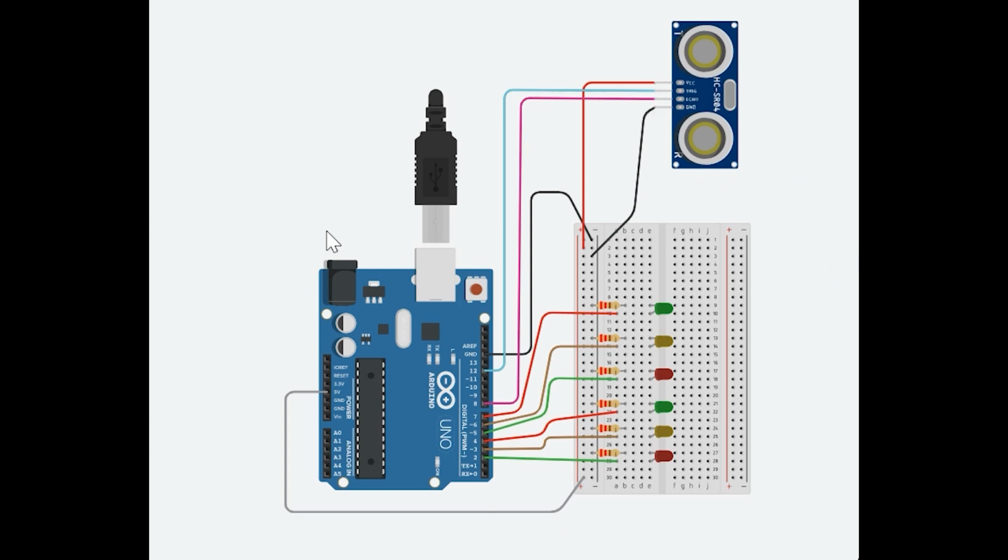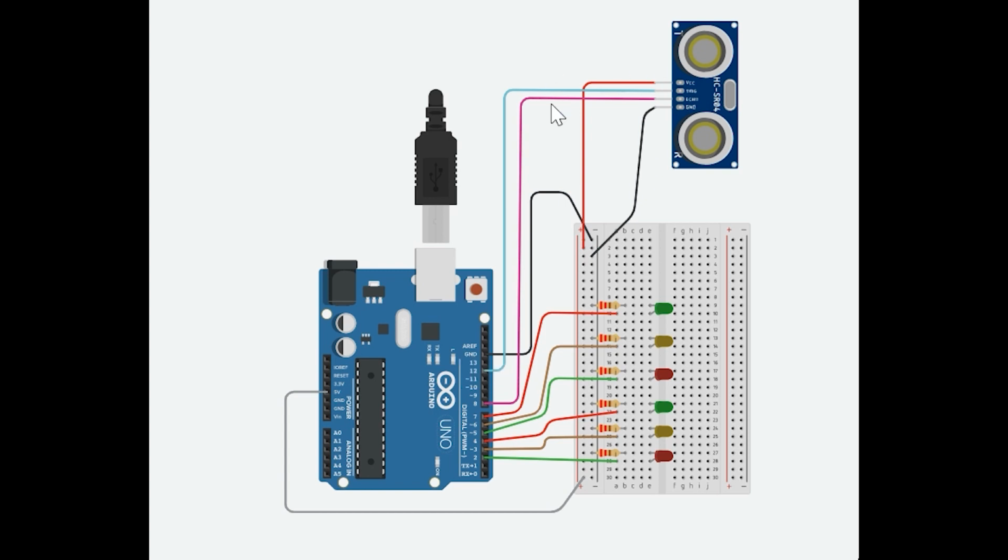As you can see, here is an Arduino board and this here is an ultrasonic sensor which we have used. This is the breadboard, which has two green LEDs, two yellow LEDs and two red LEDs. We have connected the breadboard to a 5 volt supply through the Arduino, and then we have connected it also to a ground using the Arduino.